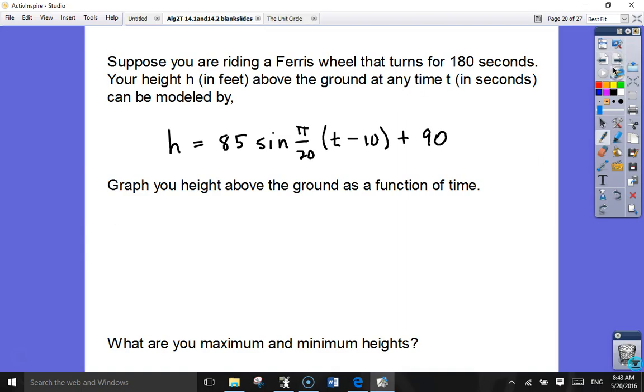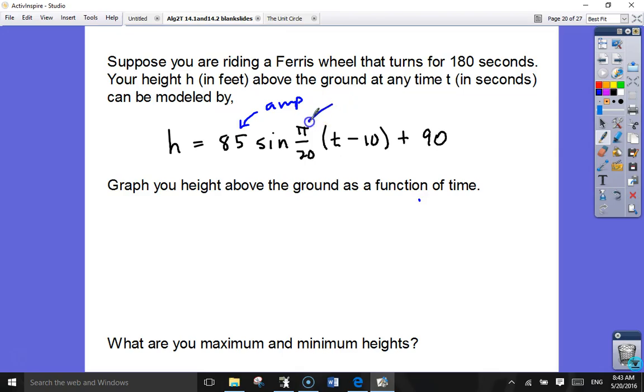Okay, suppose you are riding a Ferris wheel that turns for 180 seconds. Your height h in feet above the ground at any time t can be modeled by this equation right there. Graph the height above the ground as a function of time. Okay, so what all is going on here? What is this 85 telling us? It's the amplitude.